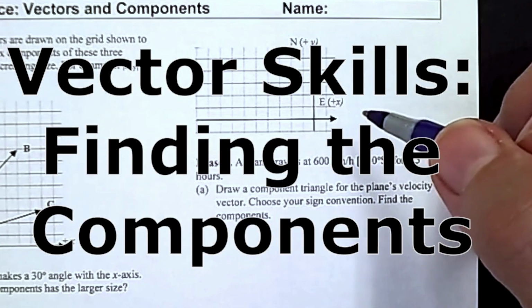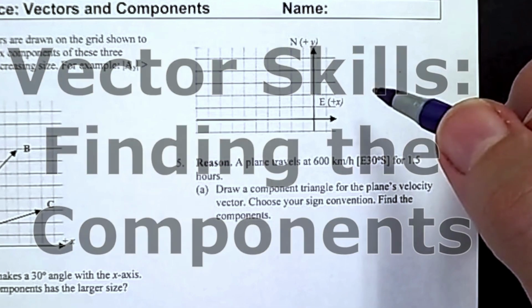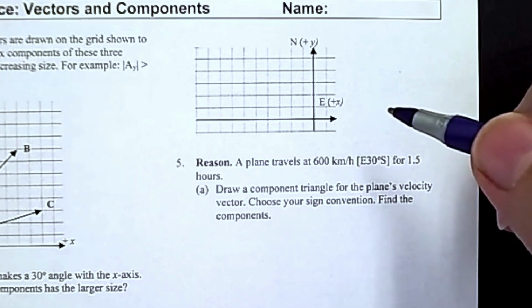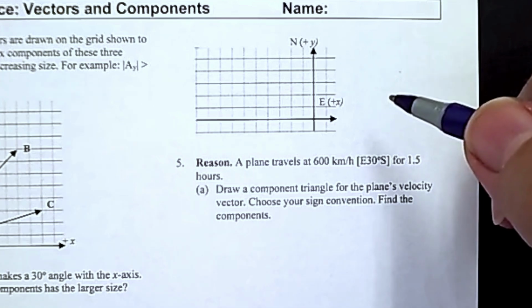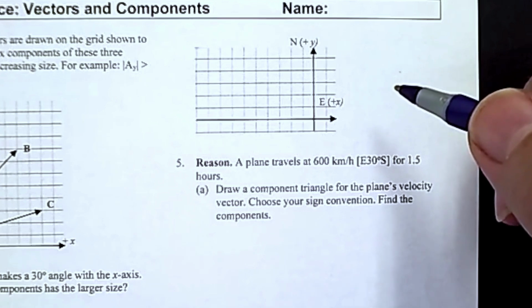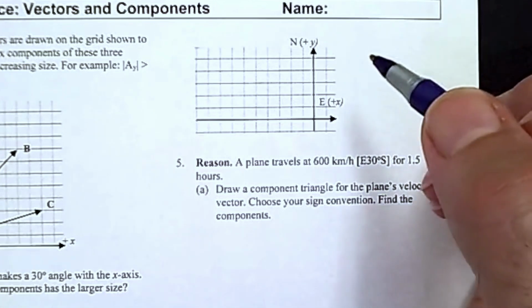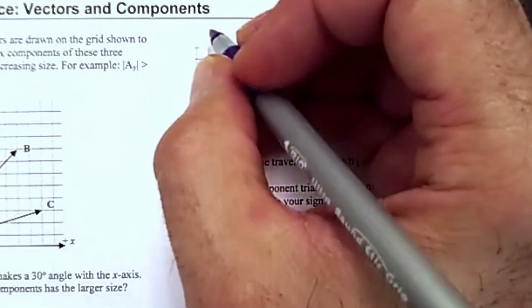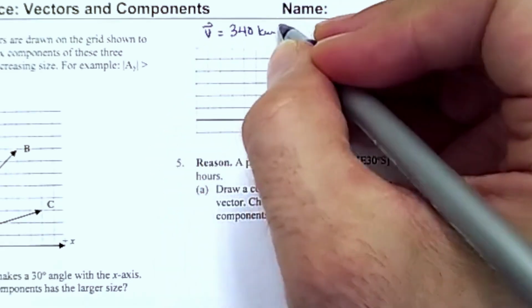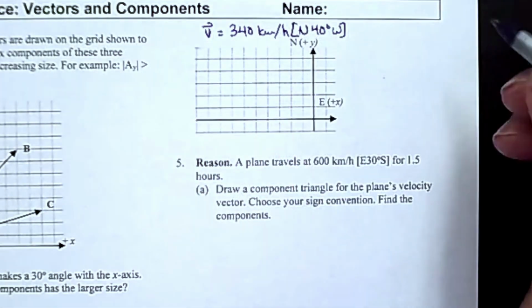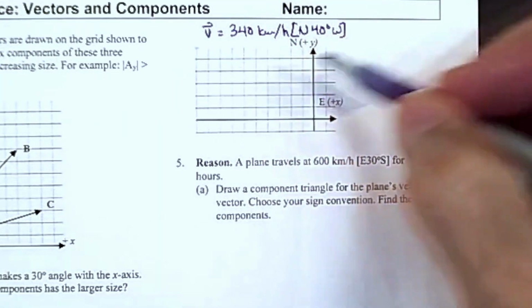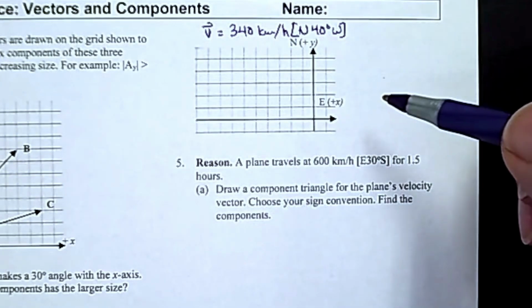When we work with vectors, an important set of skills is, if we are given a complete vector, we want to be able to find its two vector components. So in this example, we have a velocity of 340 kilometers per hour north 40 degrees west. I'll rewrite that up here as a reminder. We want to find the x and y components of this vector.